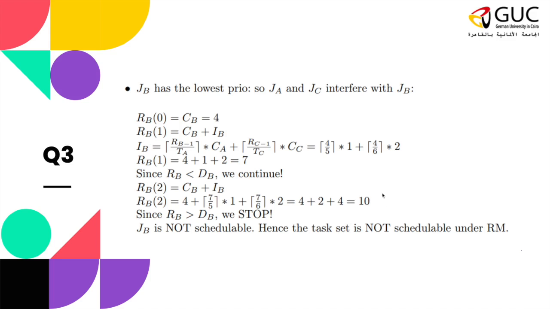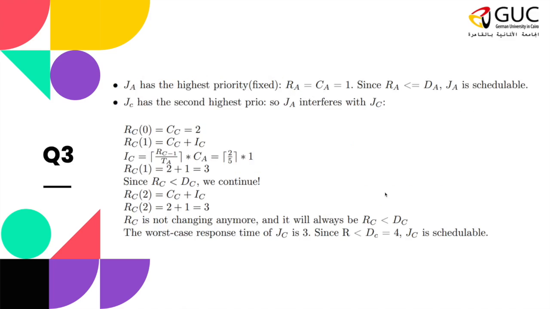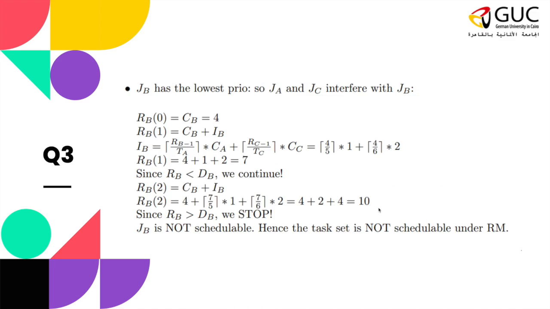However, at the end, we found out that one of the iterations resulted in a response time of 10, which was greater than the deadline of task B, which was 8. So task B had a deadline of 8. However, one of the iterations resulted in a value of 10. So we stopped, and therefore the entire set of tasks were not schedulable under RM.